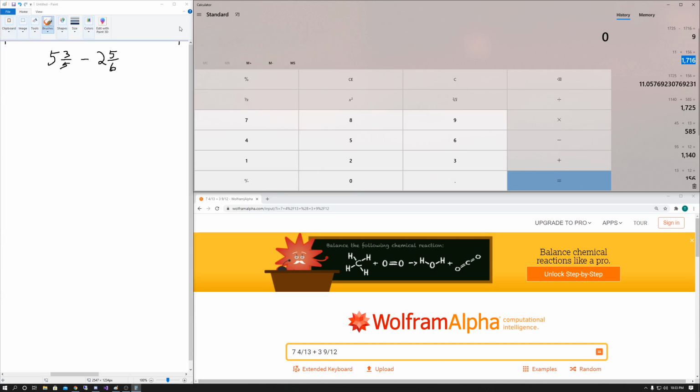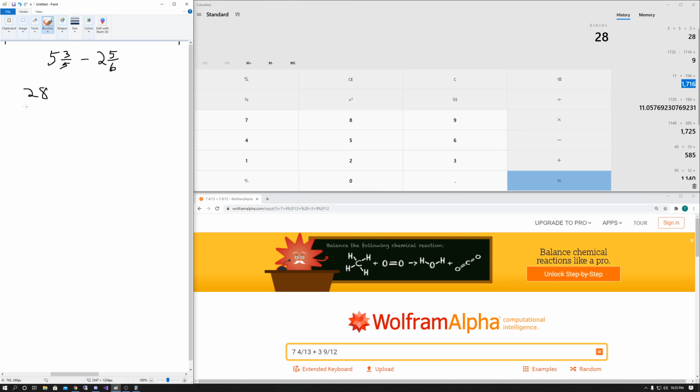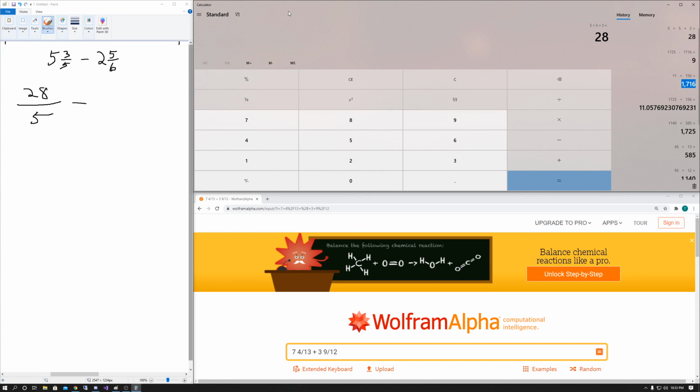Subtraction, the first step, like always, is to turn those into improper fractions. So let's do that. 5 times 5 plus 3 is 28 over 5. Alright, we'll bring down the operator. We're going to say 2 times 6. 2 times 6 plus 5 is 17.